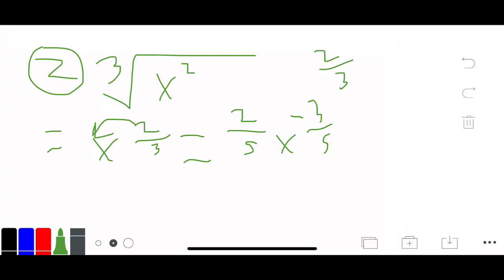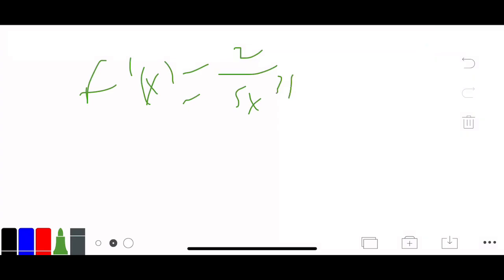So that's that. And then you want to find the derivative of that, which will basically give you 5x^(3/5), just like that.